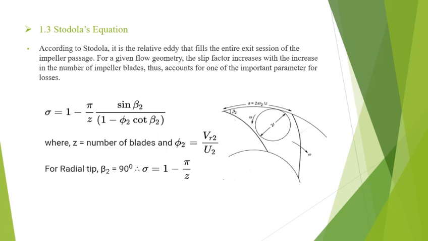The figure shows the angle beta 2 and the circle diameter 2r. Sigma is equal to 1 minus pi by z, divided by (1 minus phi 2 into cot beta 2), where z is equal to the number of blades and phi 2 is Vr2 divided by U2. For a radial tip, beta 2 is equal to 90 degrees, and sigma is equal to 1 minus pi by z.